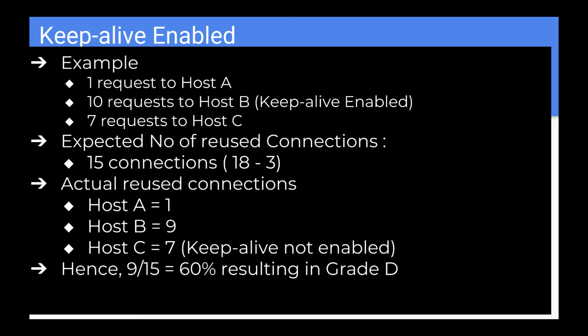So the expected reused connections are 15, but since Keep Alive is enabled only on one host, we end up with 9 connections. The desired number was 15, but we ended up with 9, resulting in a 60% rating. 60% of the requests could have shaved round trips worth of time simply by reusing the existing open connections.